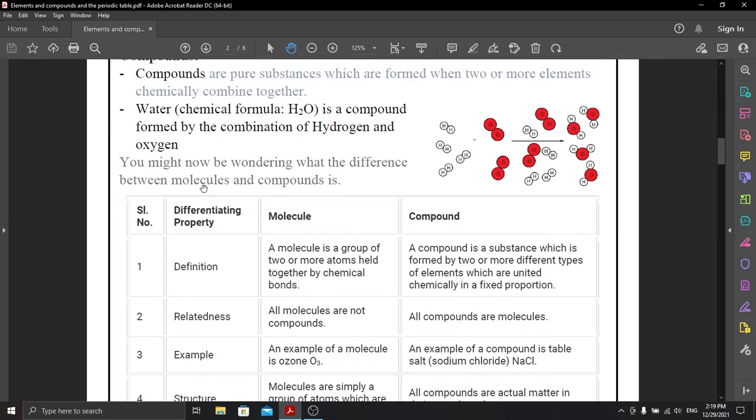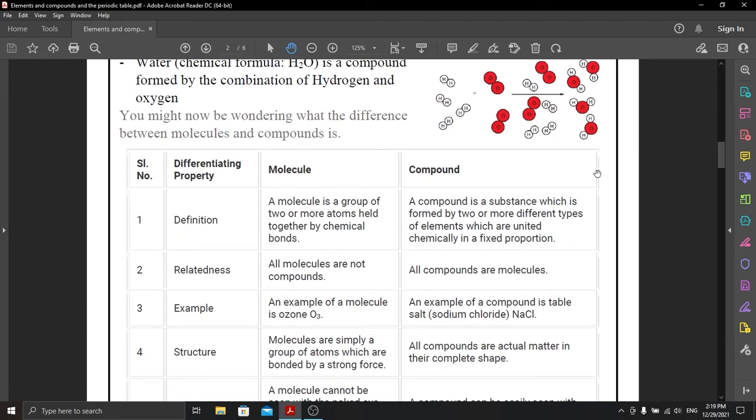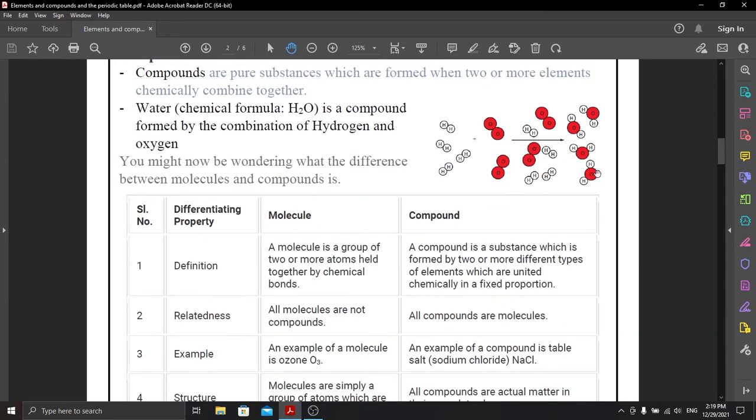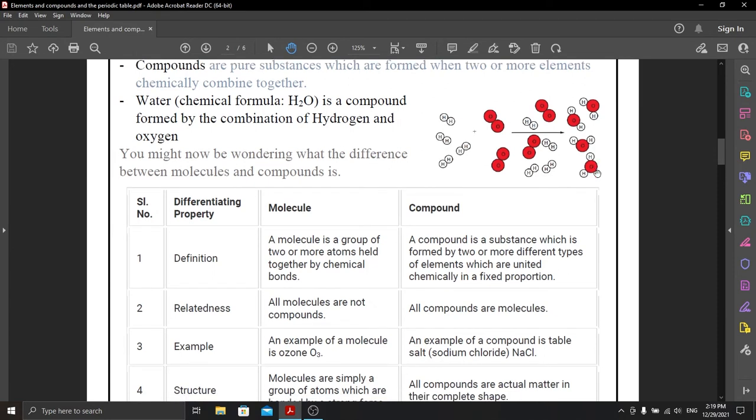What does that mean? Let's look at water. We have H2O. It means that the ratio between hydrogen and oxygen is 2 to 1. So two atoms of hydrogen are joined to one atom of oxygen. That's a fixed proportion. All water compounds are made of that proportion, 2 to 1, hydrogen to oxygen. If we want to make a relationship between molecules and compounds, we can say that not all molecules are compounds, but all compounds are molecules.